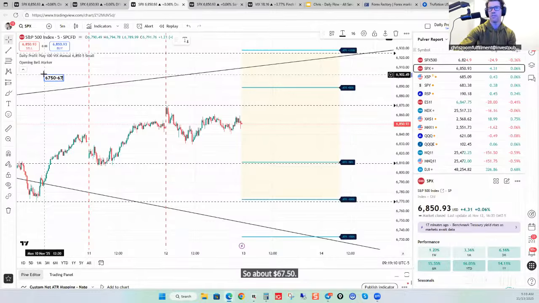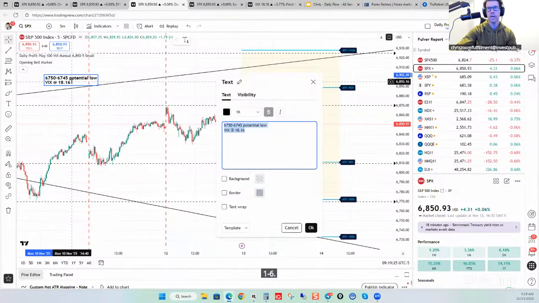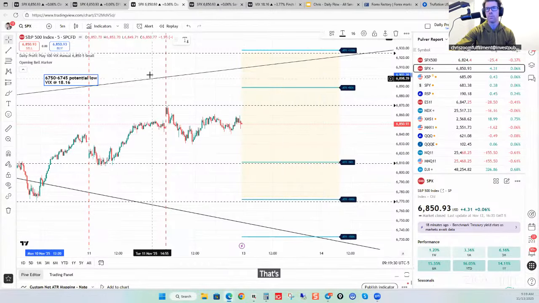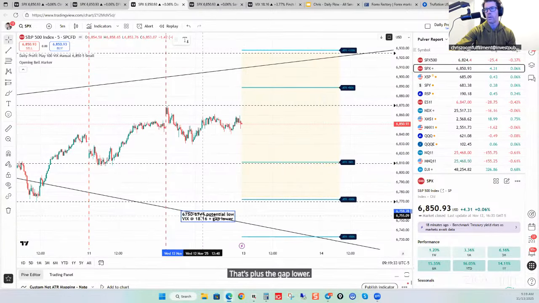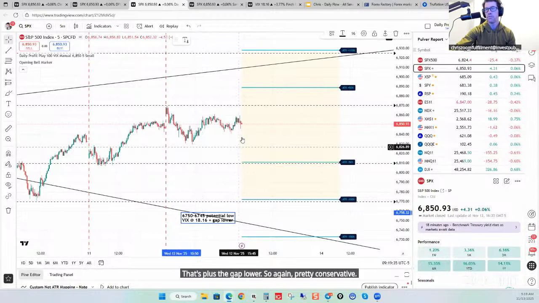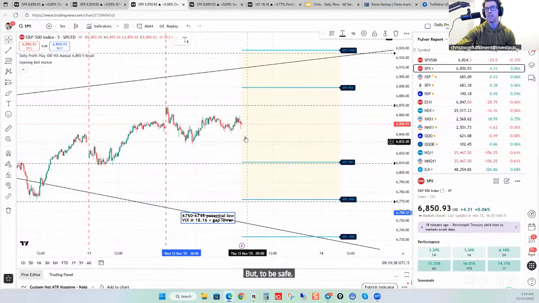to 67.45, potential bottom or low based on VIX at 18.16. Okay, and that's plus the gap lower. So again, pretty conservative, but to be safe, if we have a decent sized gap like 0.2, 0.3 or bigger, I take the gap plus the VIX and project that low.